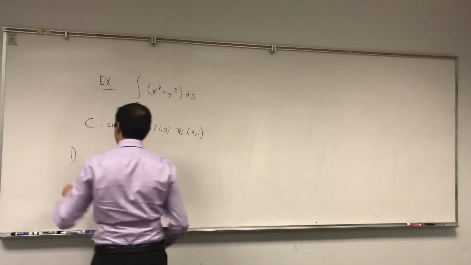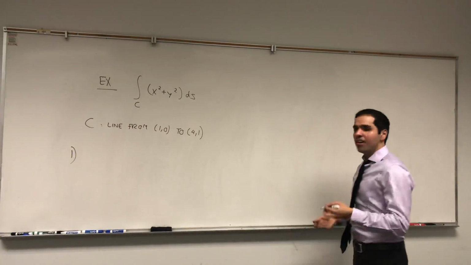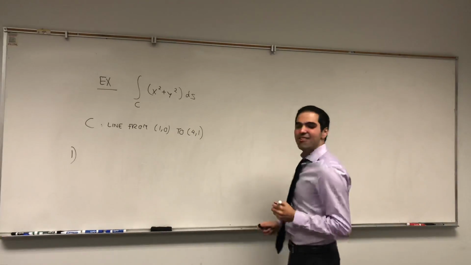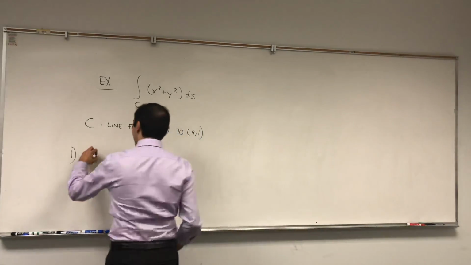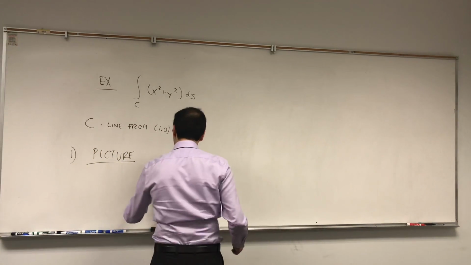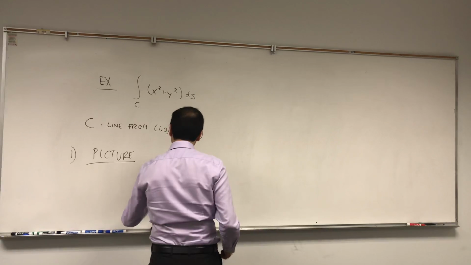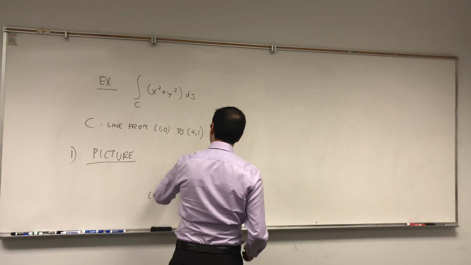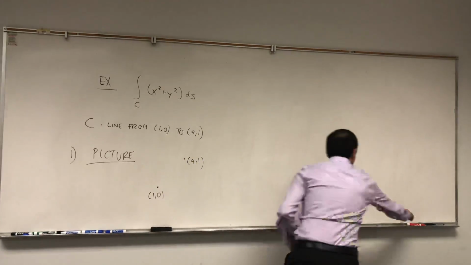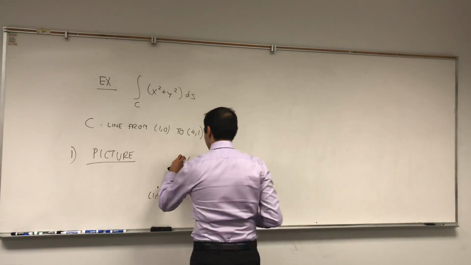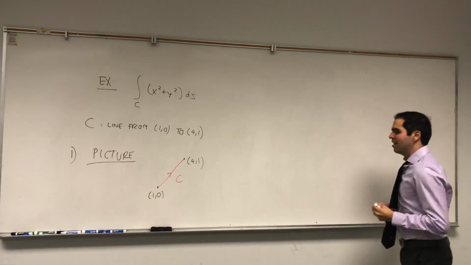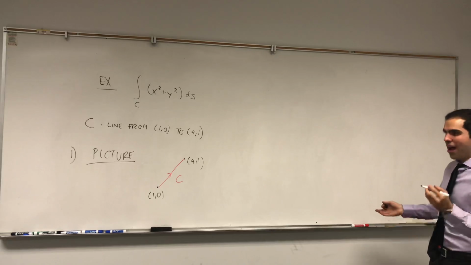And the nice thing is we can just calculate it using the usual method, picture, if you want, parameterization in math. So let's just draw a quick picture of this. So you have the line (1, 0), connecting it to (4, 1). Okay, not drawn to scale, which just becomes this. And then let's just parameterize this.